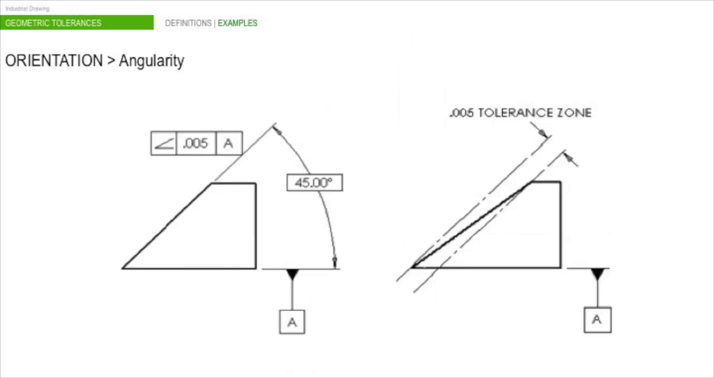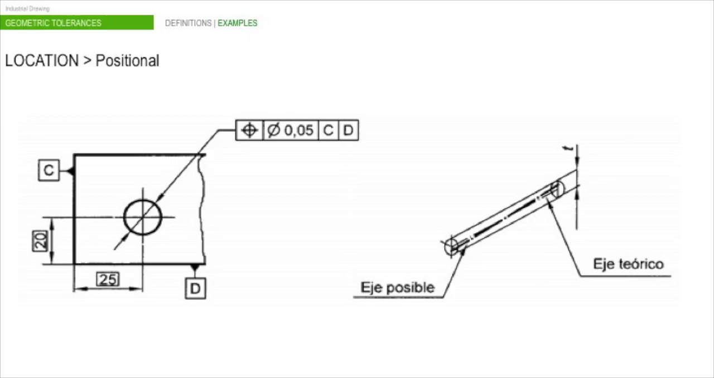Angularity characteristic is very similar to the perpendicularity, but in this case we are not restricted to 90 degrees, but we have to indicate the angle between the reference plane, the datum plane, and the surface we are indicating the tolerance. Positional tolerances are probably used more than any other geometric control. It is used to locate features of size from datum planes such as a hole or keyway, and used to locate features coaxial to a datum axis.